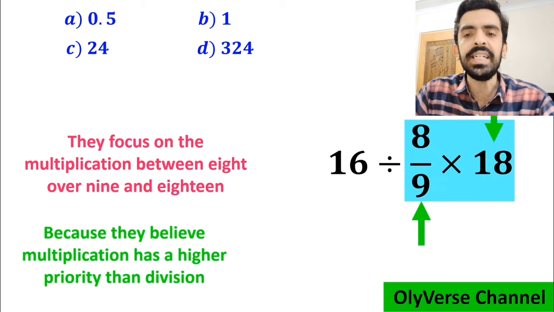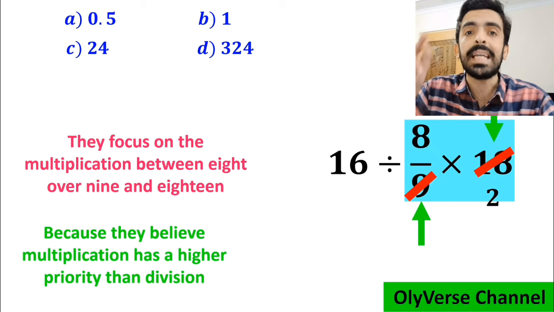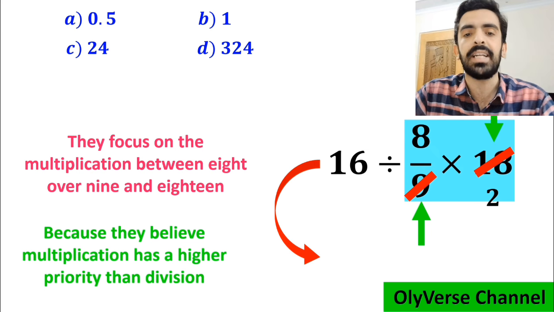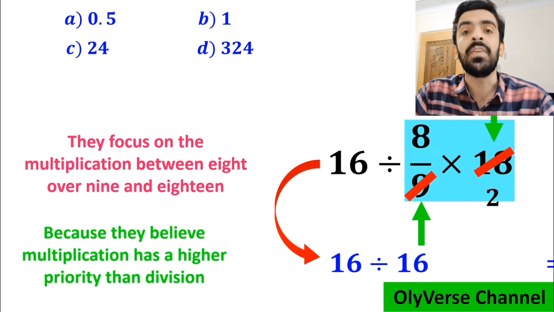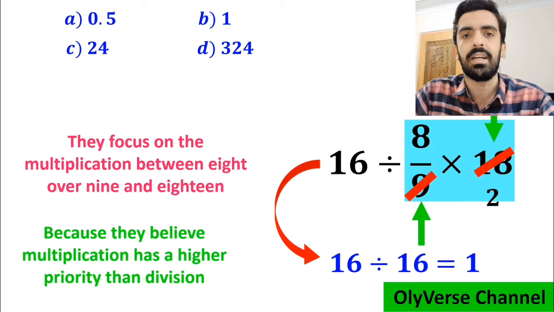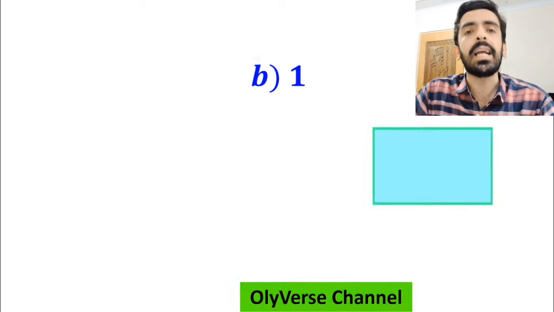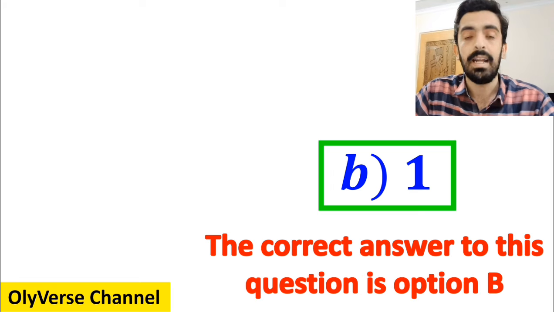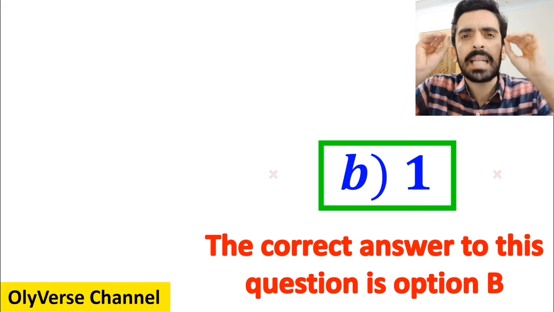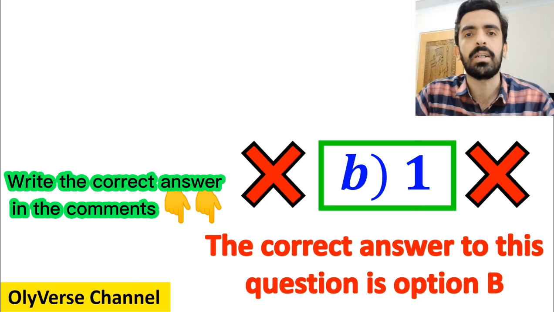Alright, as you can see in the image, they simply cancel out 18 with the 9 in the denominator, and this expression simplifies to 16 divided by 16, which finally gives them the answer 1. And immediately, they conclude that the correct answer to this question is option B. However, this answer is absolutely wrong.